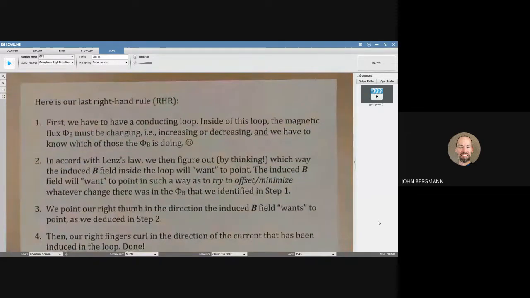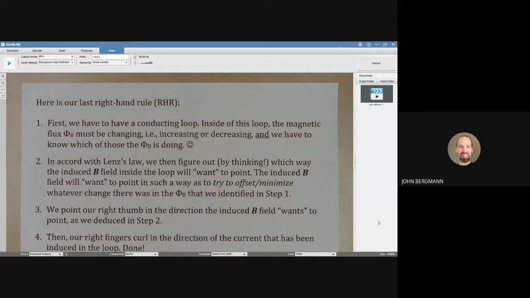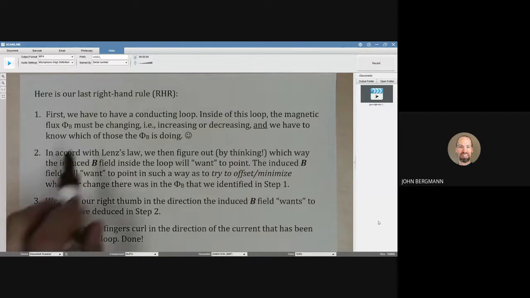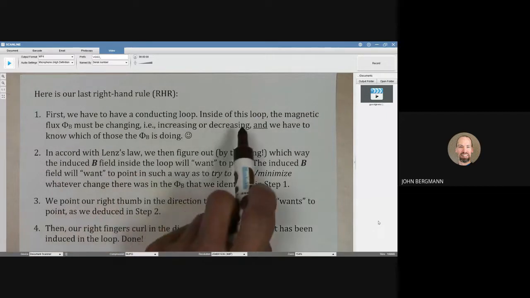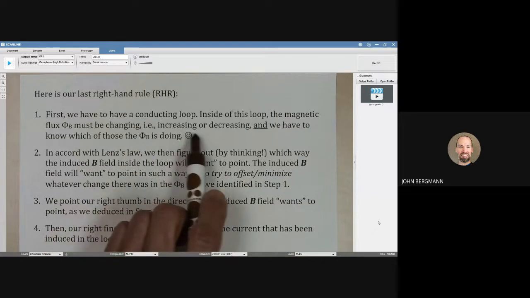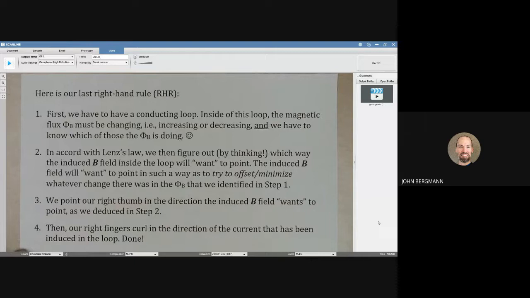This will be the last right-hand rule that we learn in these videos, but it's a really useful one. We're going to go through the steps here quickly. They might not make a lot of sense, but then we're going to do some examples, and hopefully things will become clear after that. So first, we have to have a conducting loop. Inside of this loop, the magnetic flux must be changing. That is, it must be increasing or decreasing, and we have to know which of those it's doing. So that's the first thing.